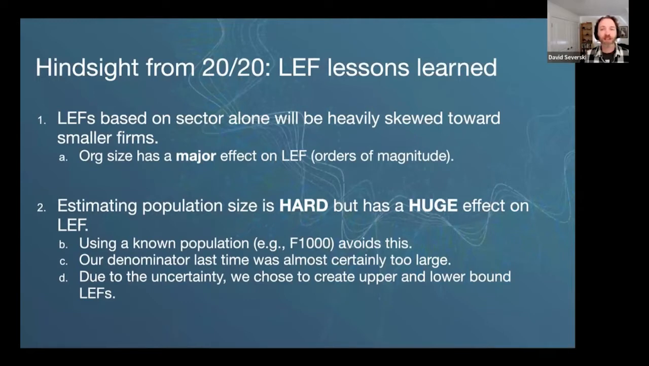And one of the things that we've seen is that organization size has a major effect, in terms of orders of magnitude, on loss event frequency. A Fortune 1000 financial firm has a much different expected loss event frequency than a small firm, even within the same sector. And to calculate those percentages, you have to know the size of the population. So if you're trying to figure out how often these events occur for the financial sector, you have to know how many financial sector firms there are that could potentially have one of these events. That's hard to count, but it has a huge effect on the loss event frequency.